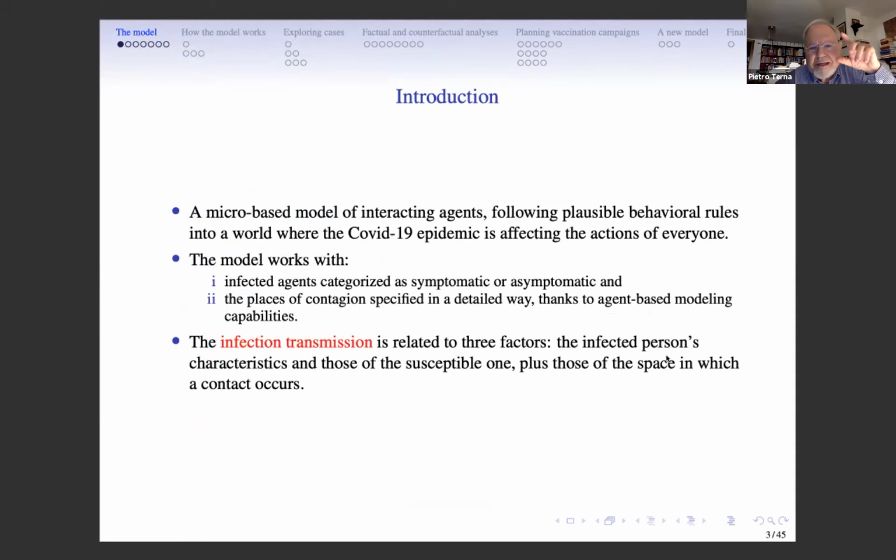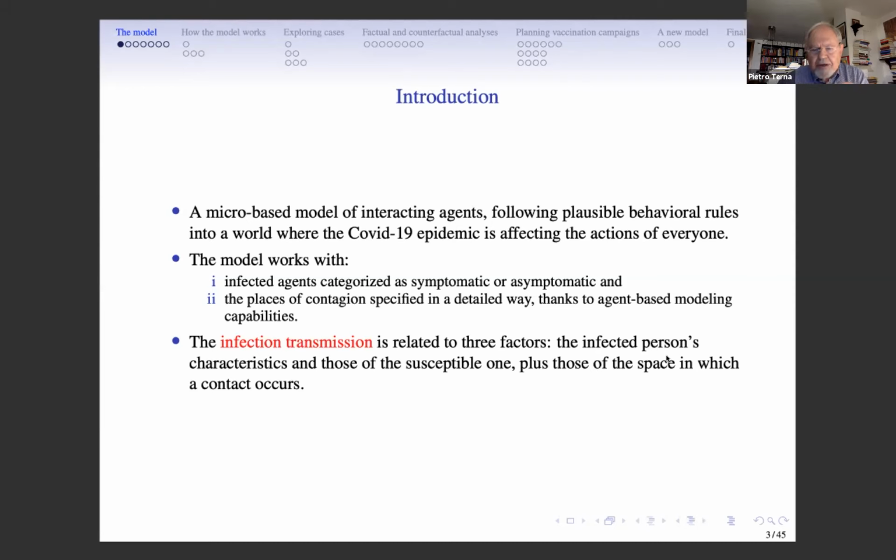We built a micro-based model of interacting agents following plausible behavioral rules in a world where the COVID-19 epidemic is affecting the action of everyone. The model has both infected agents subdivided as symptomatic or asymptomatic ones, and the places where the contagion can occur. And this is thanks to agent-based modeling that gives us the possibility of detailing the world and the space. So the infection transmission is related to, first of all, the infected person's characteristics, to those of the susceptible one, plus those of the space in which the contact occurred.